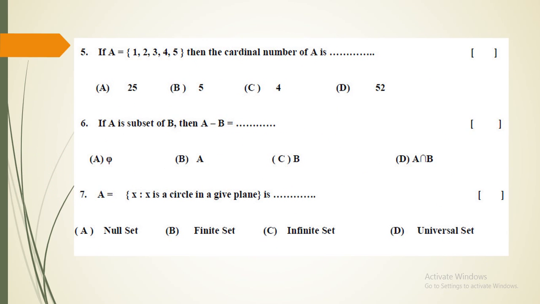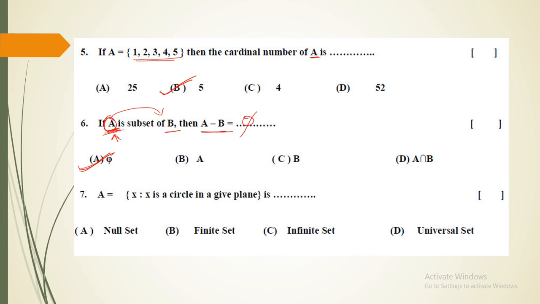If A is the set 1, 2, 3, 4, 5, the cardinal number of A, how many elements are present here? 5. If A is a subset of B, it means all the elements of A are present in B. When I take the difference, we cancel the common terms. If all elements of A are cancelled with B, then there will be no elements present in A. So from this what I can say: A minus B is equal to 0.